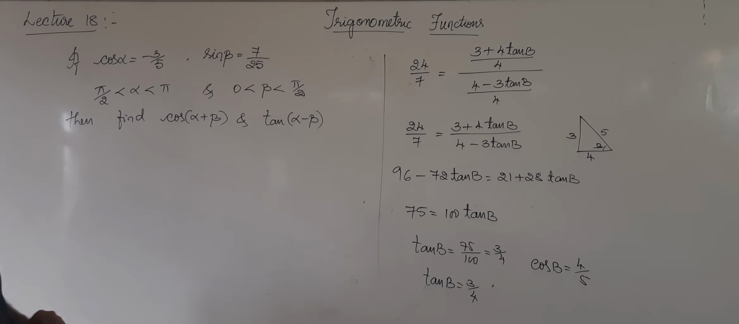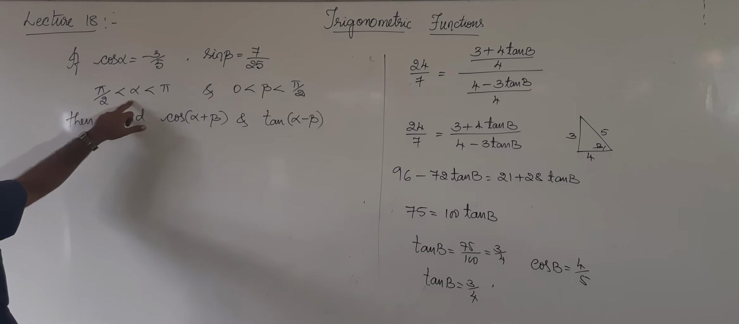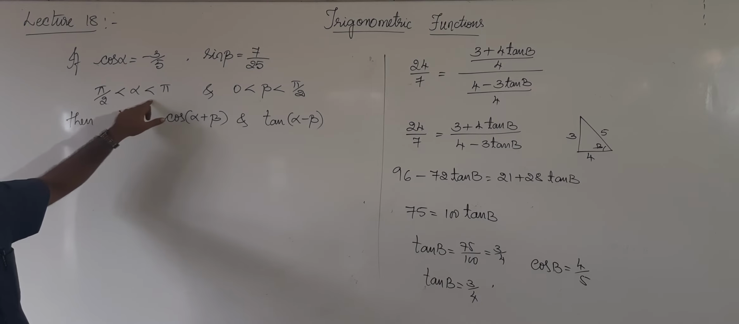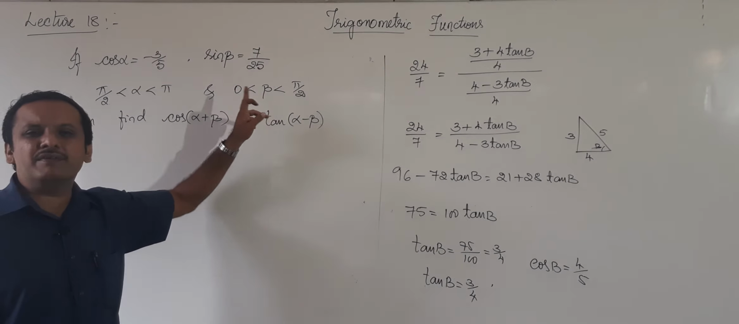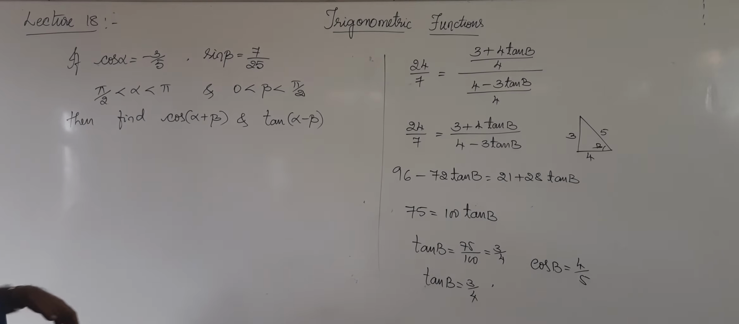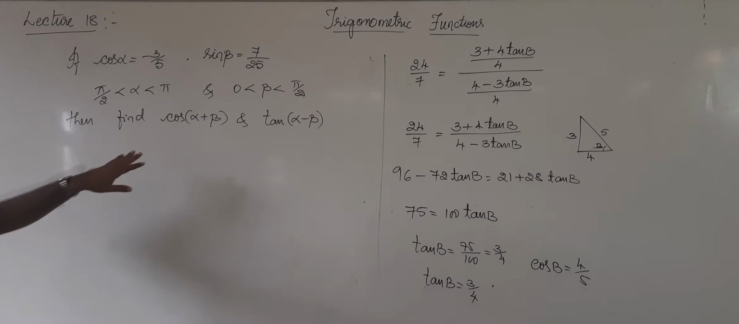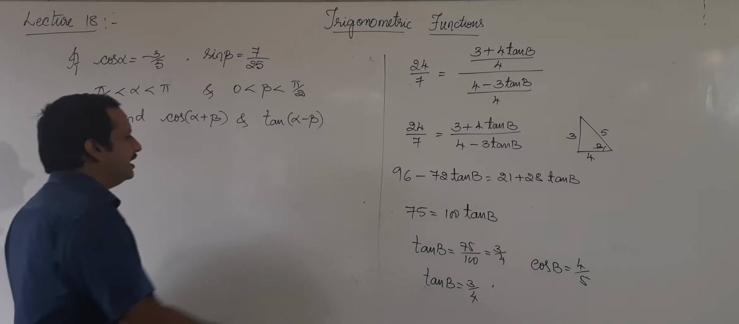See here, they have given that cos alpha is minus 3 by 5 and alpha is greater than pi by 2 and less than pi. That means alpha is in the second quadrant. And sin beta is 7 by 25, beta is in between 0 and pi by 2, which suggests that beta is in the first quadrant. Now we are asked to find cos alpha plus beta and tan alpha minus beta.